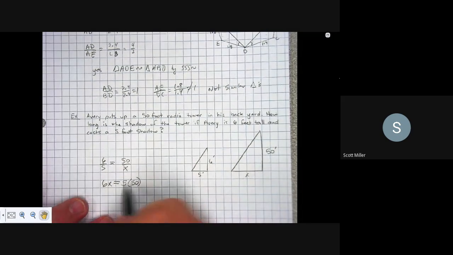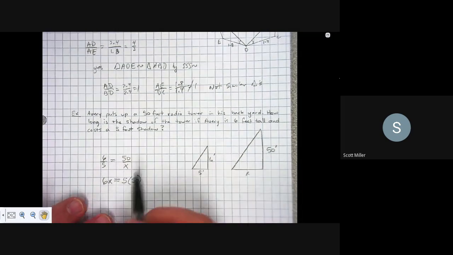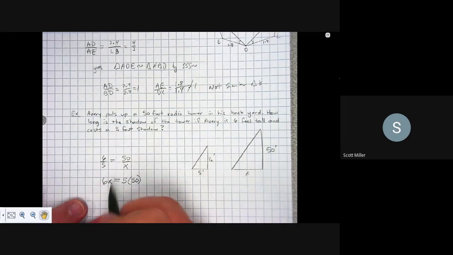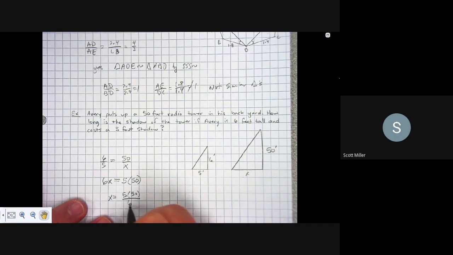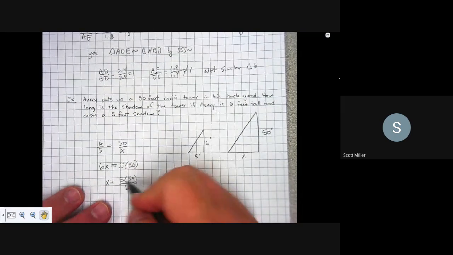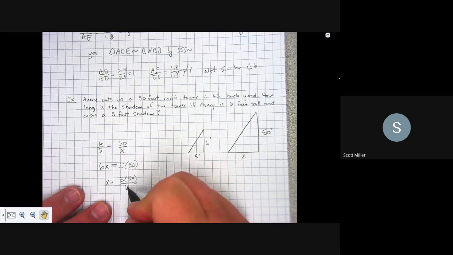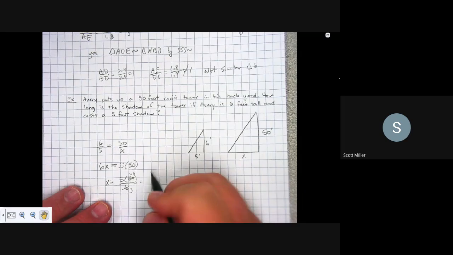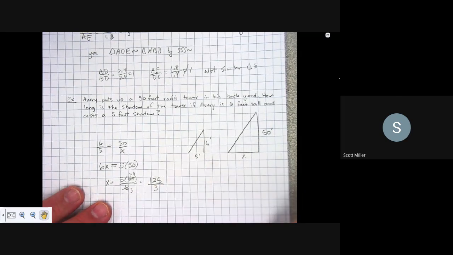I usually don't multiply this out, and I'll show you why in just a minute. The next thing I do is divide by 6. And so now I have x equals 5 times 50 divided by 6. And here's why I didn't multiply it out. Because these are smaller numbers, and I can see anything that might be able to be reduced. For example, these are both even, so I can divide 2 out of both of them. And then I'm multiplying by smaller numbers. 5 times 25, well, it's basically 5 quarters, so that's 125. And divide it by 3.